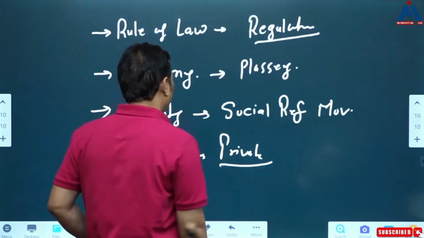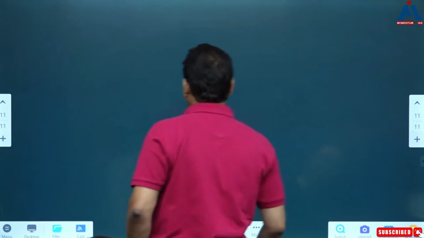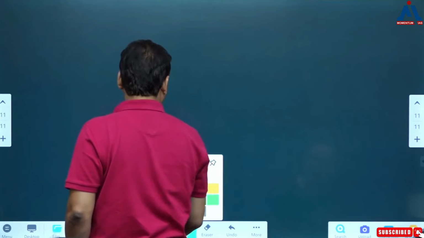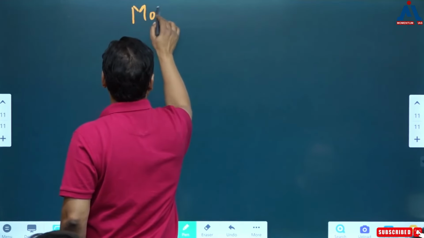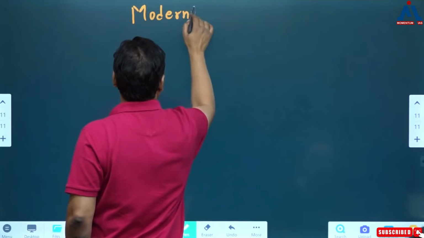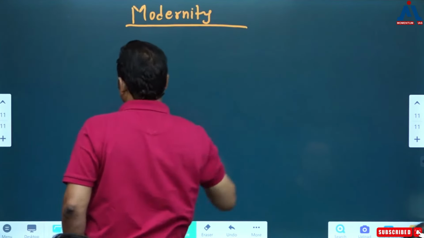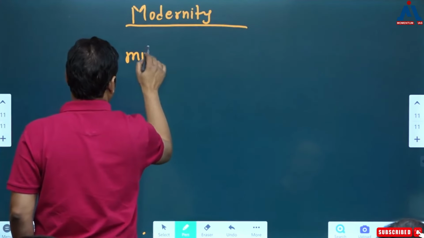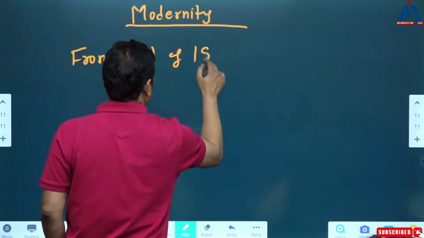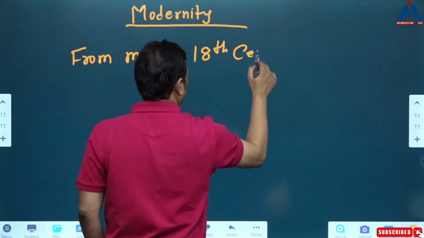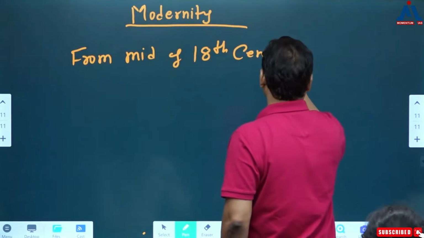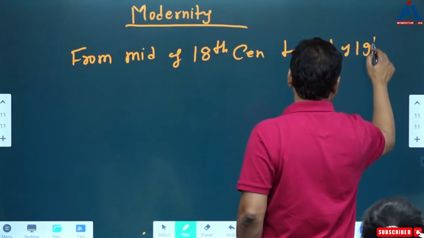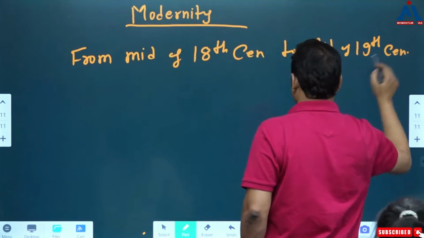So what would be the conclusion? How do we find the entry of modernity in India? We can say that modernity in India comes from the mid of the 18th century to the mid of the 19th century.